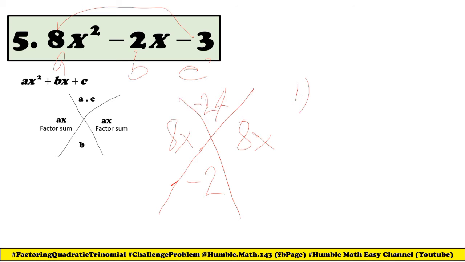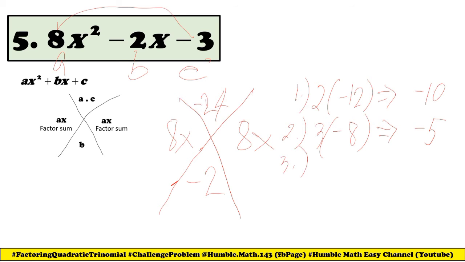So let's say 2 times negative 12. So its sum is negative 10. So it never happened. Even if we interchange the signs, it's still the same with 10. So let's proceed to 3. 3 times negative 8. So this is negative 5. If we interchange the sign, let's say negative 3 times 8, we still have the same with 5.